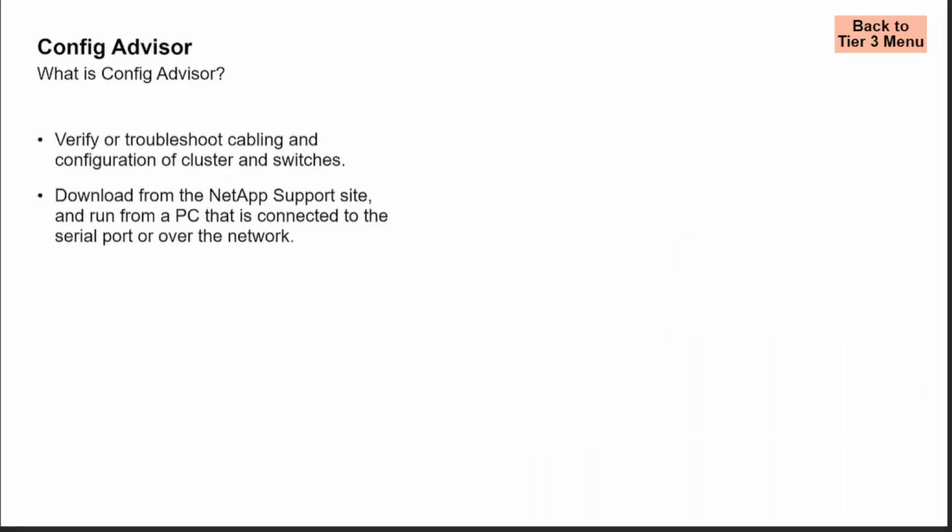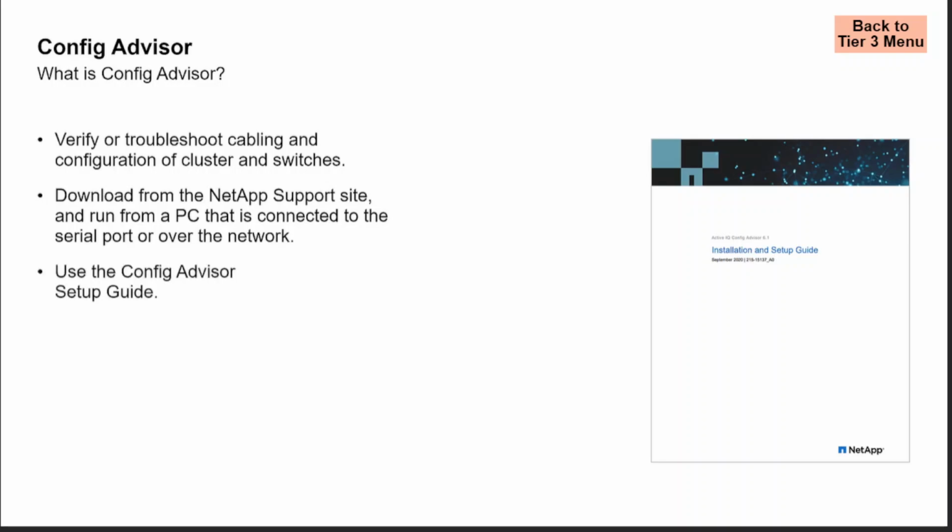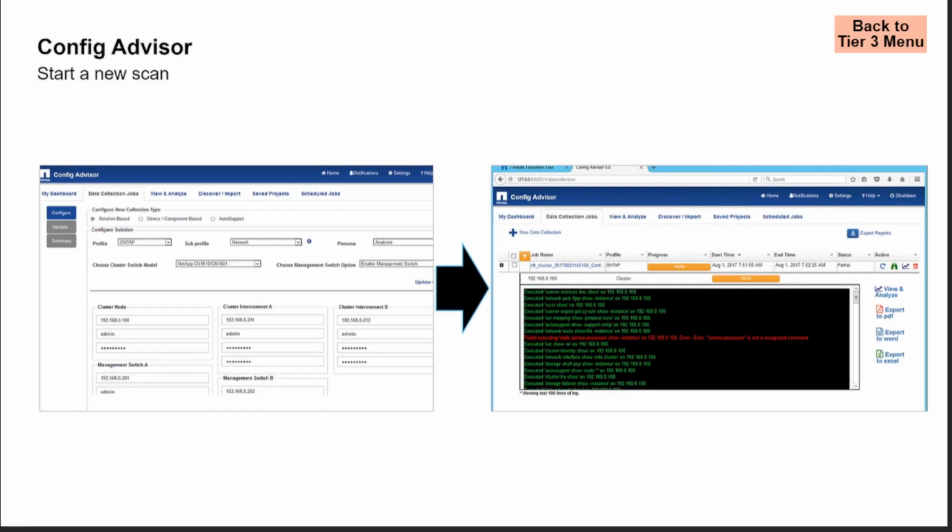Download Config Advisor from the NetApp support site and run it on a laptop that is connected to the Serial Console port or over the network. Reseller partners can download Config Advisor from the Field portal. You can download a copy of the most recent Config Advisor installation and administration guide to use when setting up and running the tool.